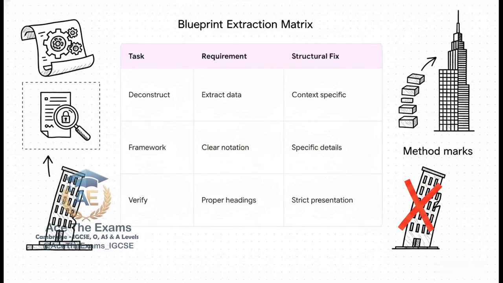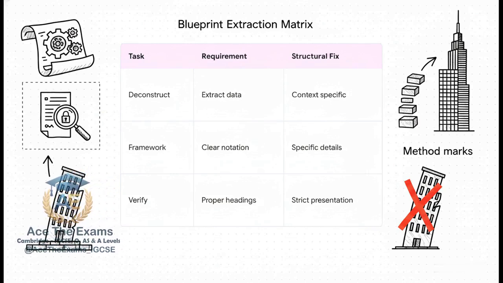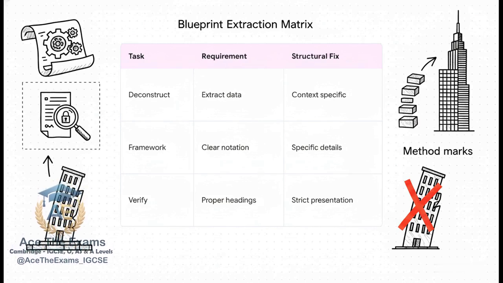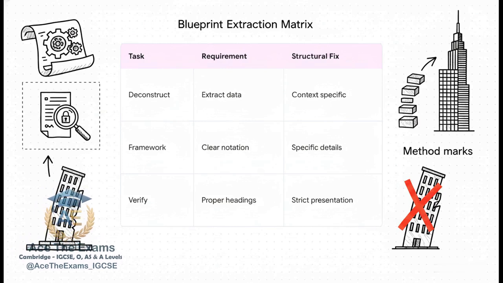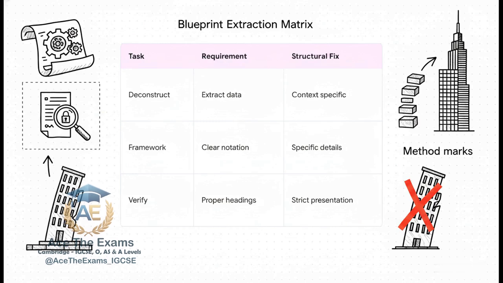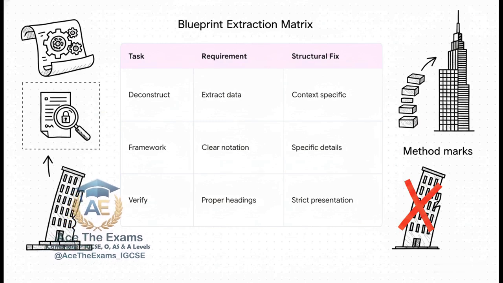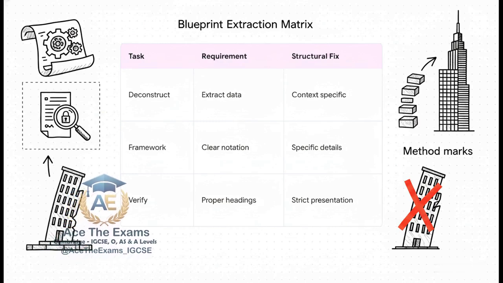If you want to avoid the most common fatal collapse cited by the Cambridge examiners, which of these structural fixes is the absolute most critical to lock into place first? I'll give you a hint, it goes right back to examiner warning number 3. If your foundation isn't built on the exact soil provided by the examiners, the whole building comes down. The answer is the structural fix for question deconstruction. Context-specific answers derived from extracting stimulus data.